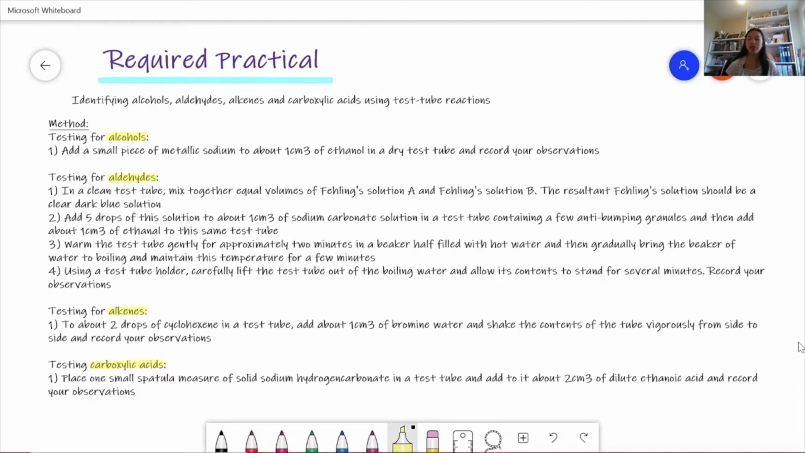And so for step 2, we add 5 drops of this Fehling's solution to about 1 cm³ of sodium carbonate solution in a test tube containing a few anti-bumping granules, and then add about 1 cm³ of ethanol to this same test tube.